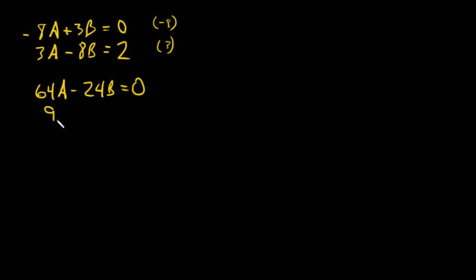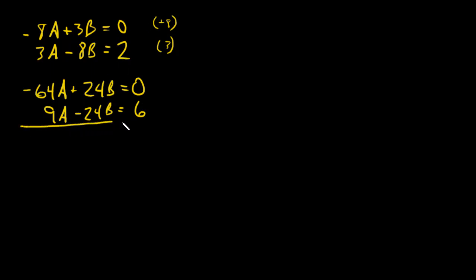And then 9a plus, oh, I didn't have to multiply by a negative. Oh, that's silly. Yeah, that's positive. They're already different signs. Hello, wake up. So there we go. And then this is going to be minus 24b equals 6. Alrighty, that looks a little bit better.